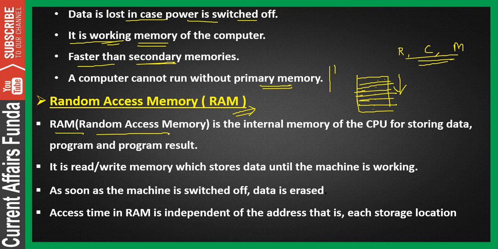Now, what is the RAM? RAM stands for random access memory, is the internal memory of the CPU. Why are we calling it internal memory? Because it is always inbuilt in your computer. You never buy a RAM and attach it. Whenever you purchase a computer or laptop, it is always there. That is why it is called an internal memory of the CPU for storing data, programs and program results.